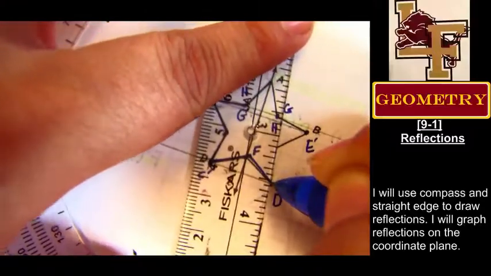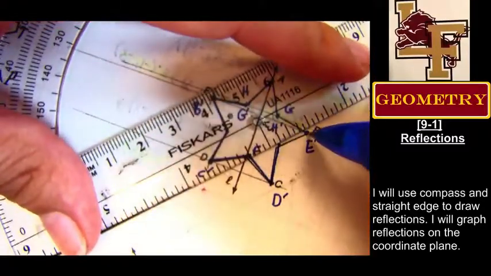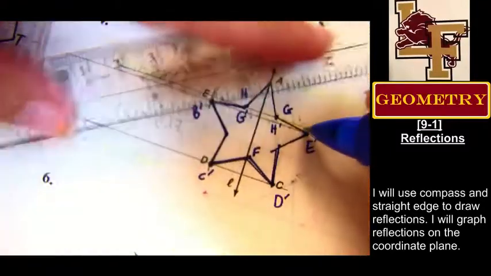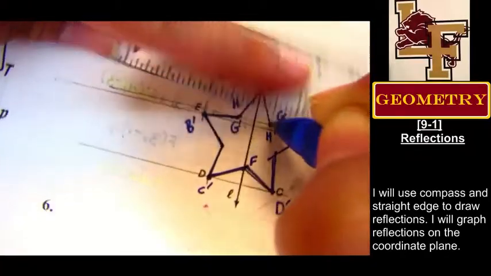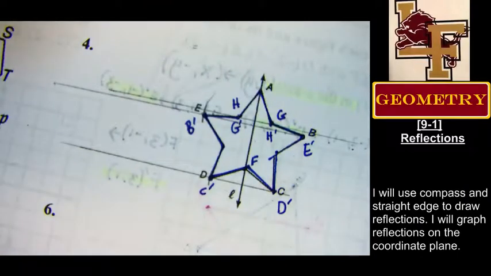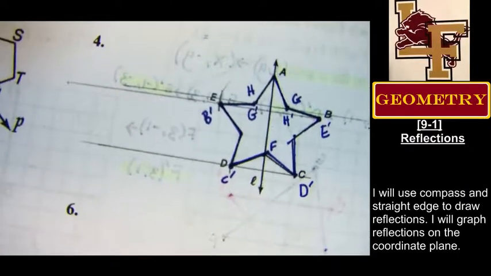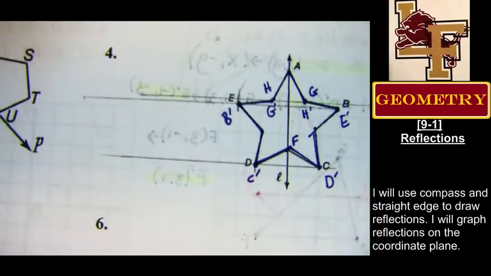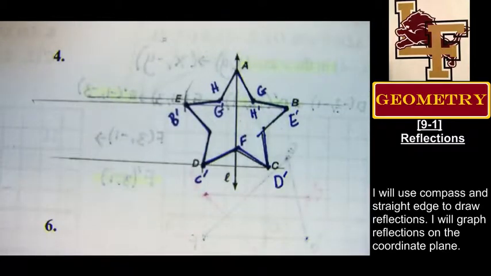I am tracing this very ugly. There it is. There's my reflected star. Easy enough? All right. Thank you very much.